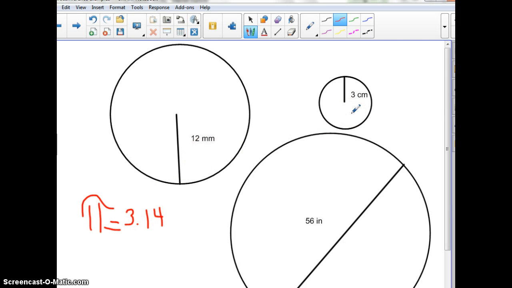Same with this little guy over here. First we need to double the radius, which is 6. Then we can multiply it times pi, 3.14. Our answer would be 18.84.